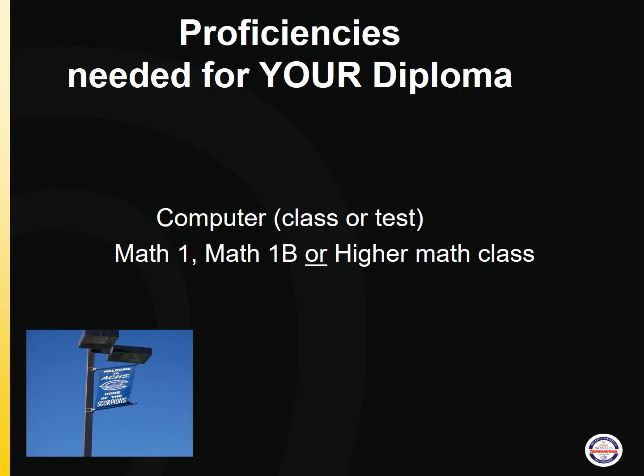In addition to the 230 credits required for the diploma, there are also 2 proficiencies. The first is computer literacy, for which you can pass a test or take a class. The second is the algebra requirement. For that, you need to pass Math 1, Math 1B, or a higher math class.